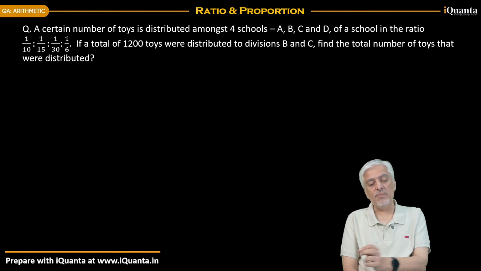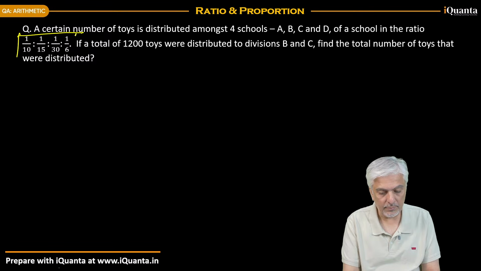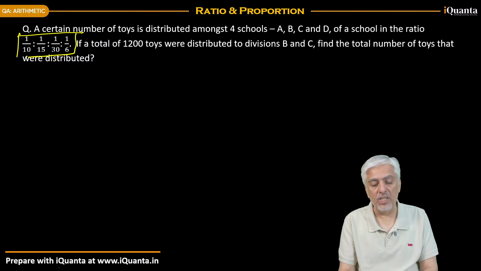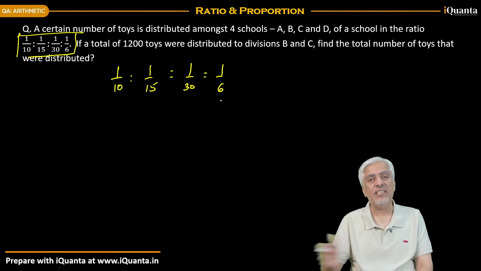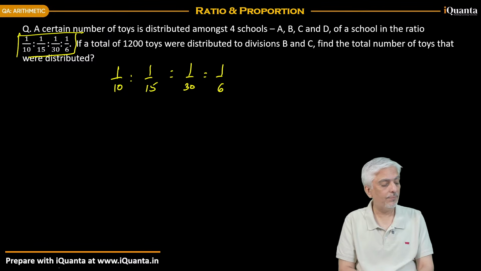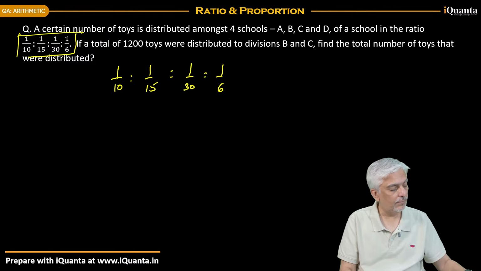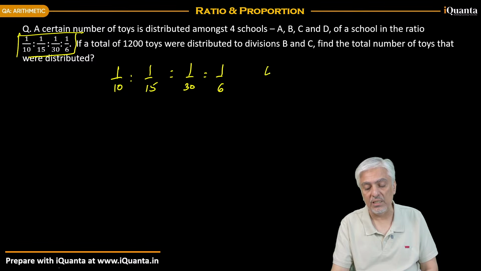So in the question, the ratios are given as fractions. My first job will be to convert these fractions to whole numbers. What is the LCM of 10, 15, 30 and 6? This time don't take a big number. Try and get the right LCM. Tejaswani, what is the LCM? LCM is 30.